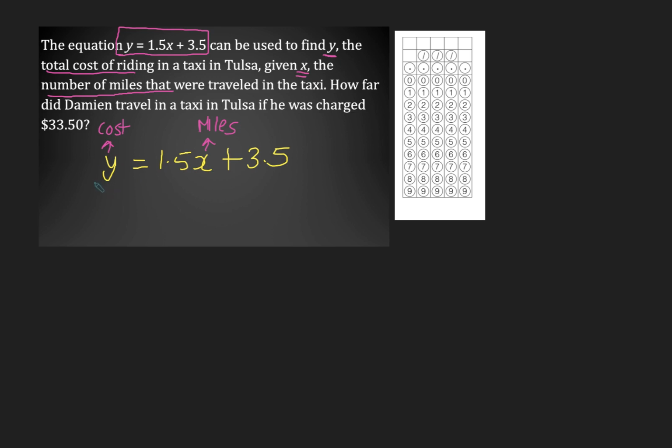If you can't figure out who you're going to replace, look to see what the question is asking you to find. They want to know how far did Damien travel? How far, which means the distance. And the distance is in miles, which is your x. So we're solving for x. So if you put the box around it, you know you're not changing x. So the y is $33.50 equals 1.5x plus 3.5.